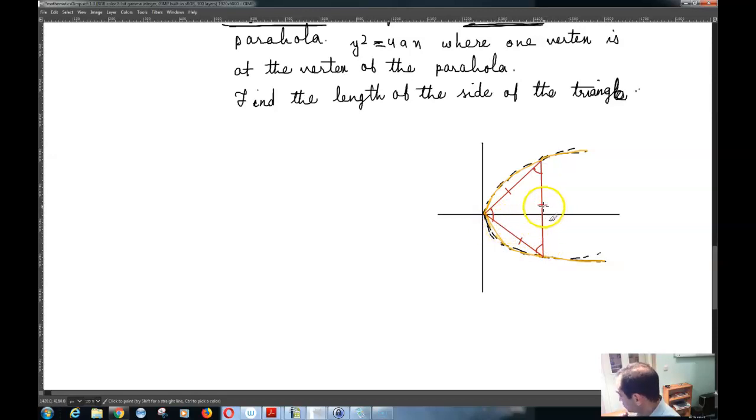So you want to basically find this length over here. Let's call it, for example, AB. You want to find the length AB, which is the side length of the triangle. I call this point O. This point I can call O (0, 0). Now, I call this point C.